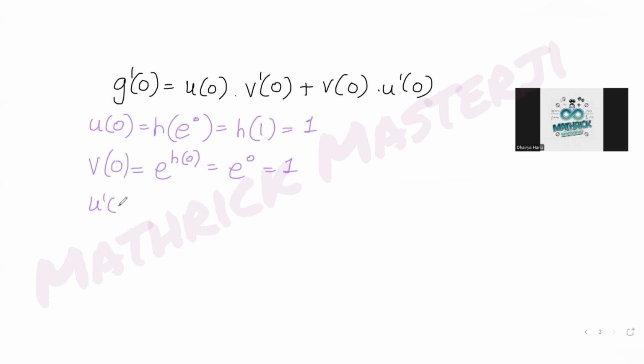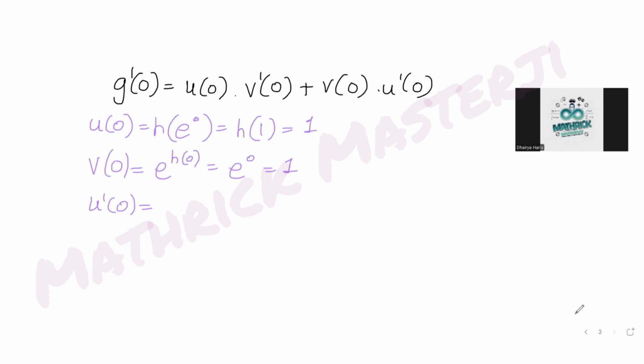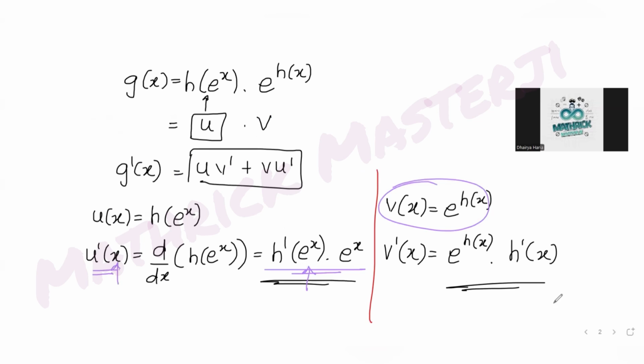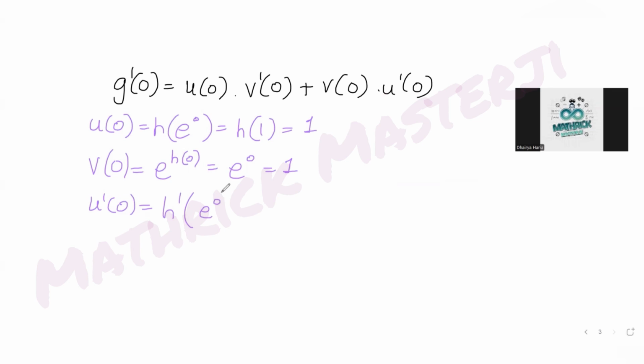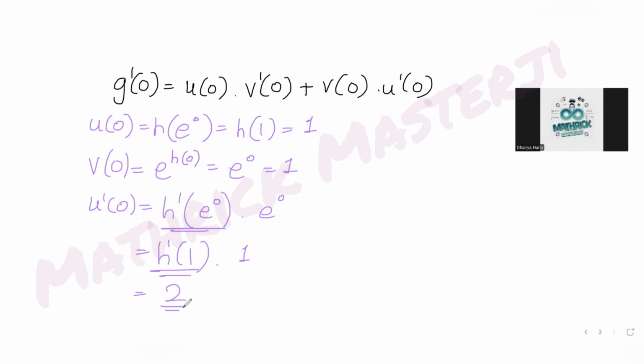Now u dash of 0, if I figure out, means I'm putting x as 0 here. So if I get this as 0, I get this as h dash of e raised to 0 into e raised to 0. So I get this is h dash of 1 and e raised to 0 is nothing but 1. So h dash of 1, if I see, h dash of 1 is nothing but 2. So you get this is 2.